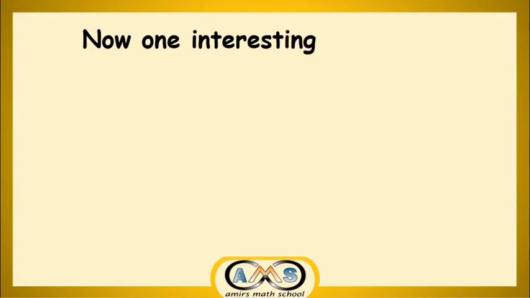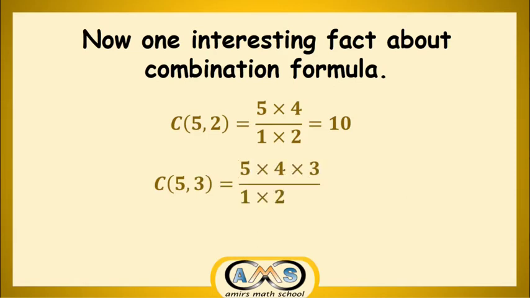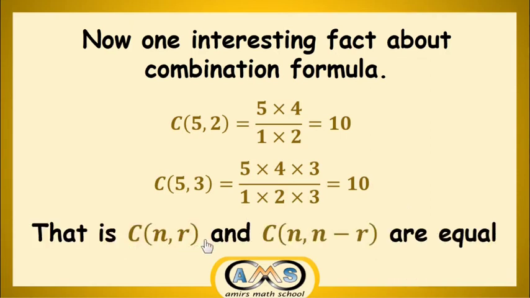Now, one interesting fact about the combination formula: C52 is equal to 5 into 4 divided by 1 into 2, which is equal to 10. Again, C53 is 5 into 4 into 3 divided by 1 into 2 into 3, which is equal to again 10. Just look carefully. The value of C52 and the value of C53 are equal. Both are 10.